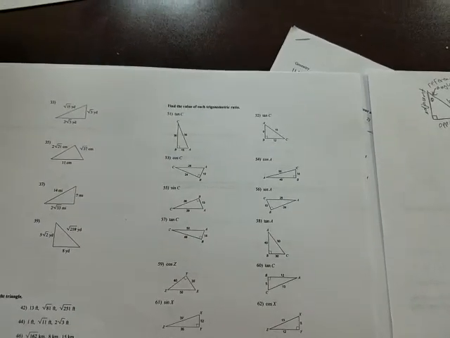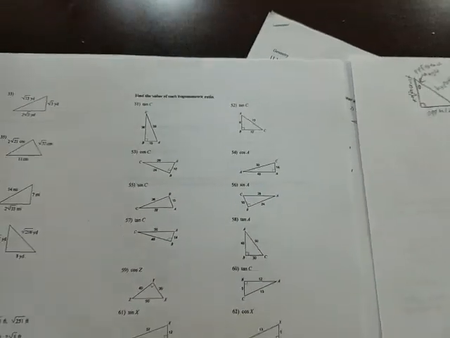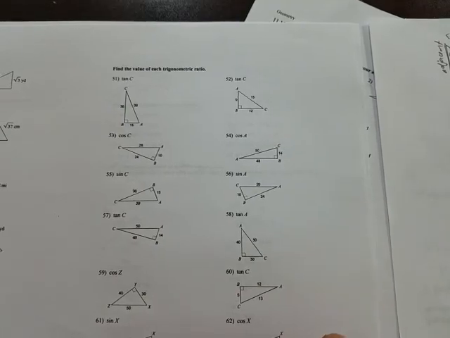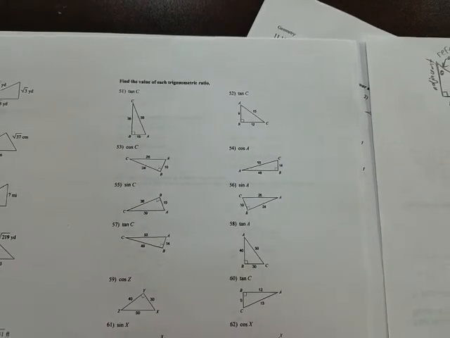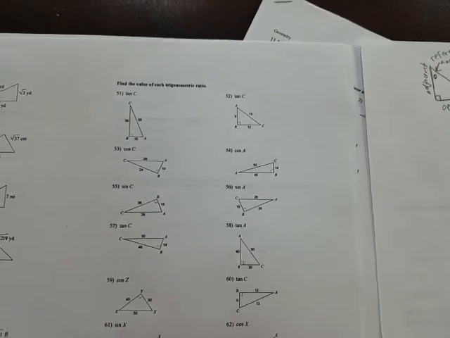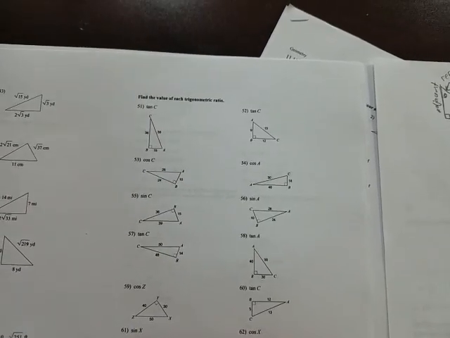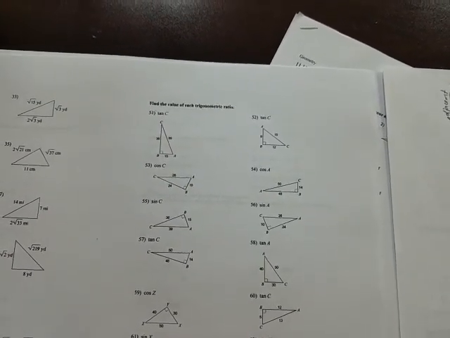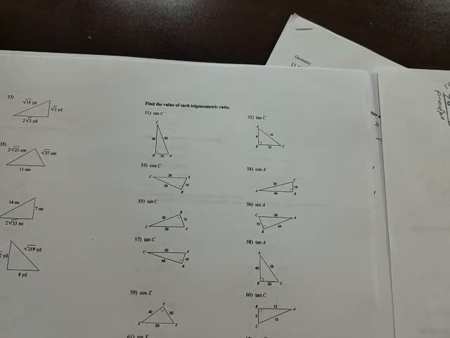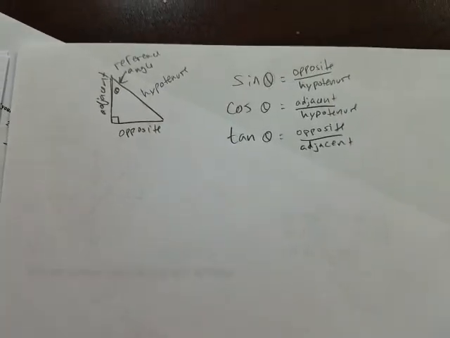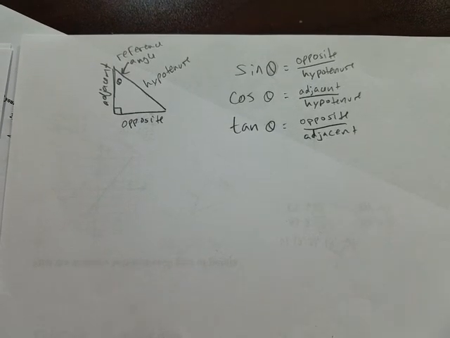All right, so we're going to be looking at trigonometry. In this section, we find the value of each trigonometric ratio. We're supposed to figure out the fraction that represents the ratio for the trig function. Now the trig functions are here. You can pause it to write these down.